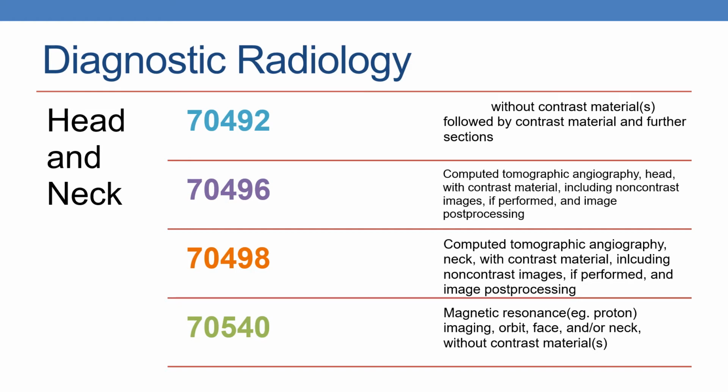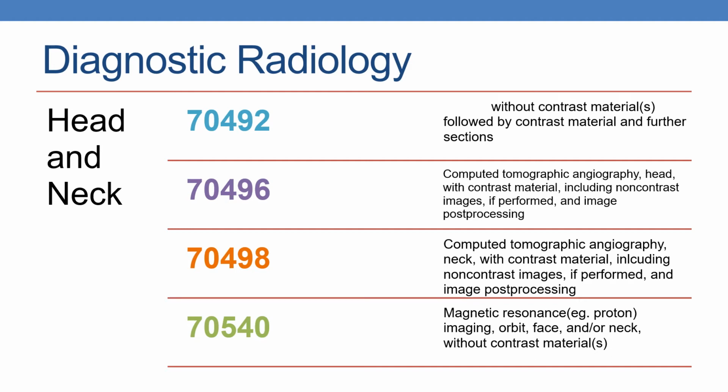sections. The next is 70496, CT, angiography, CTA, head with contrast, including non-contrast images if performed and image postprocessing. 70498 is nothing but CT angiography, neck with contrast, including non-contrast images if performed and image postprocessing.